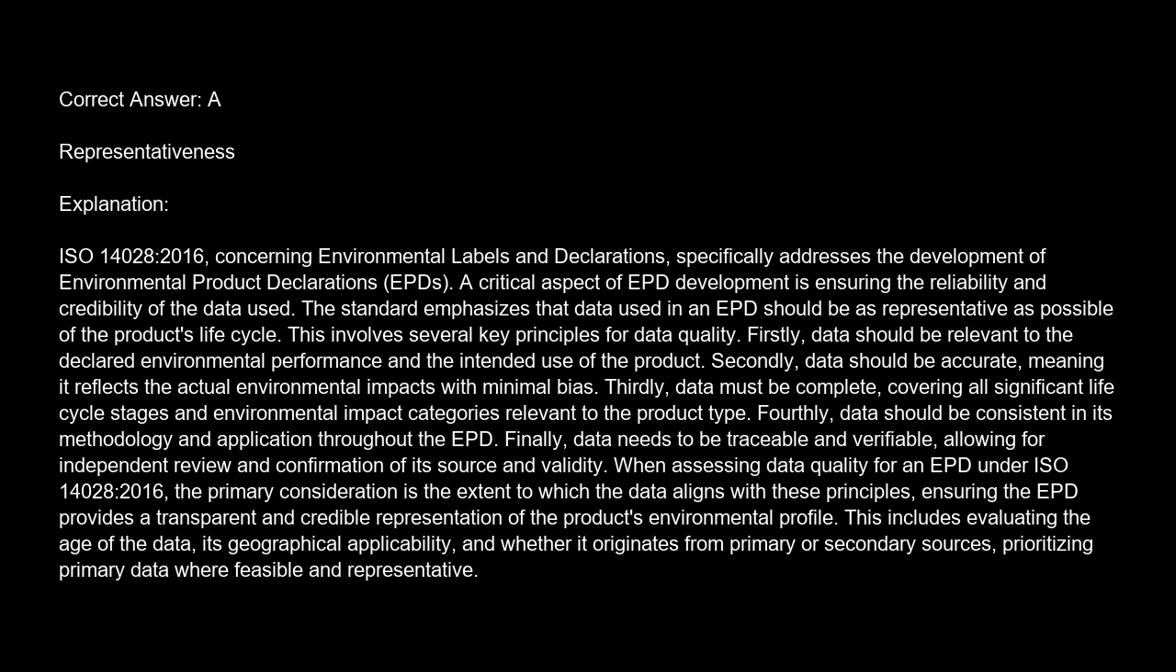When assessing data quality for an EPD under ISO 14028:2016, the primary consideration is the extent to which the data aligns with these principles, ensuring the EPD provides a transparent and credible representation of the product's environmental profile. This includes evaluating the age of the data, its geographical applicability, and whether it originates from primary or secondary sources, prioritizing primary data where feasible and representative.